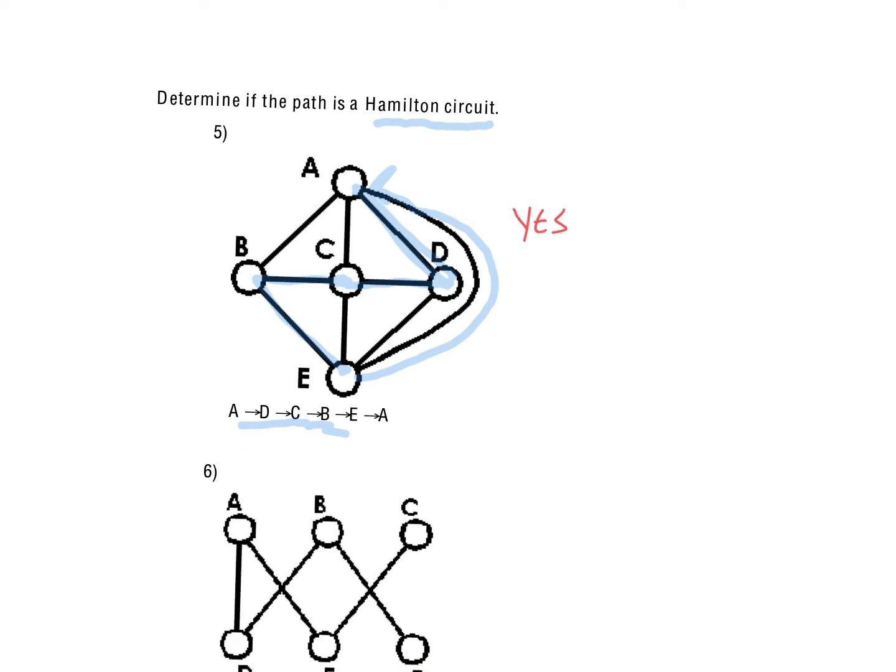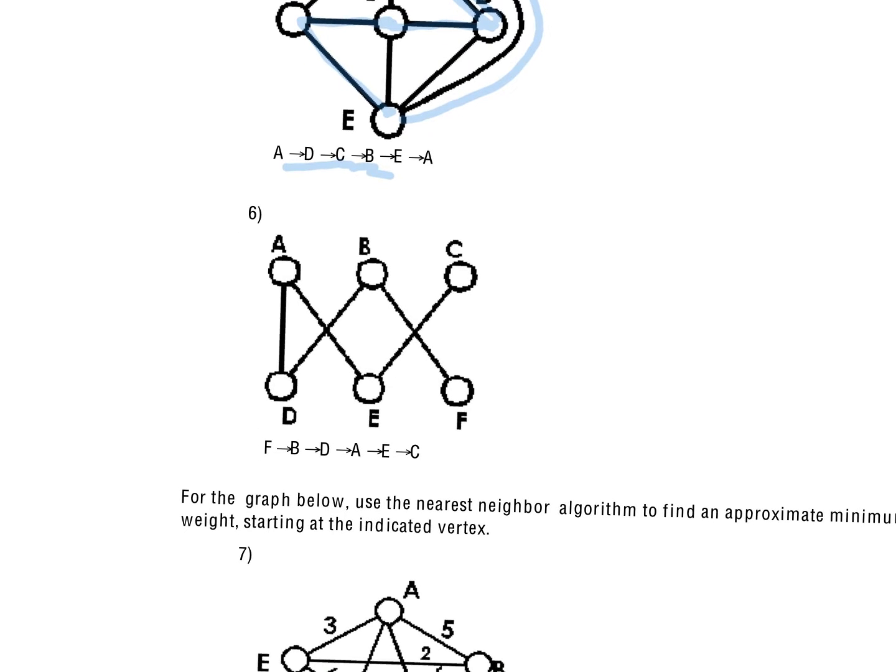Looking at the next example, is this a Hamilton circuit? We're going to go F to B, to D, to A, to E, to C. So while that does hit all of the vertices, it's not a Hamilton circuit because it doesn't return back to the F. So this one is no, whereas this example is yes.